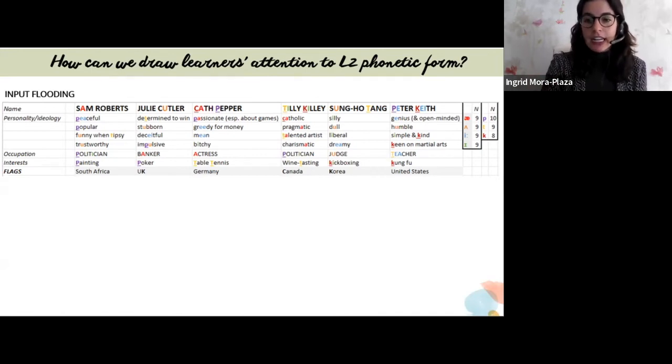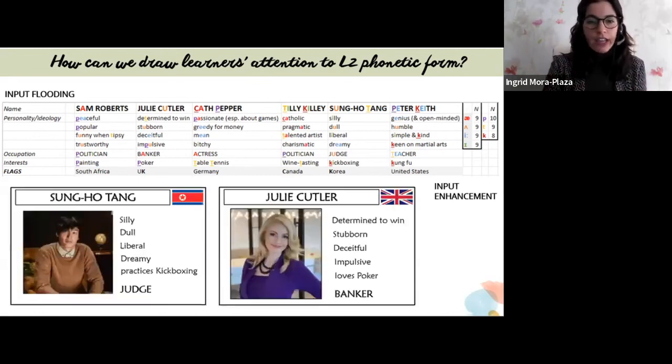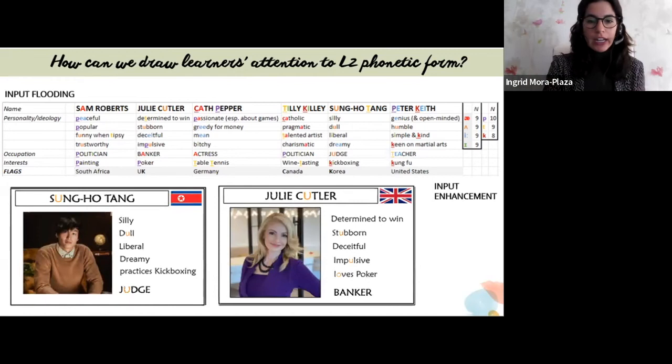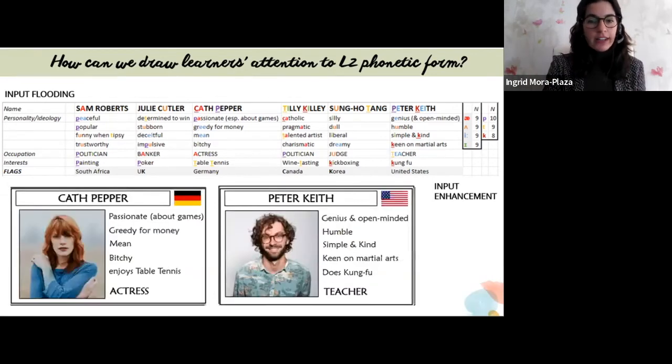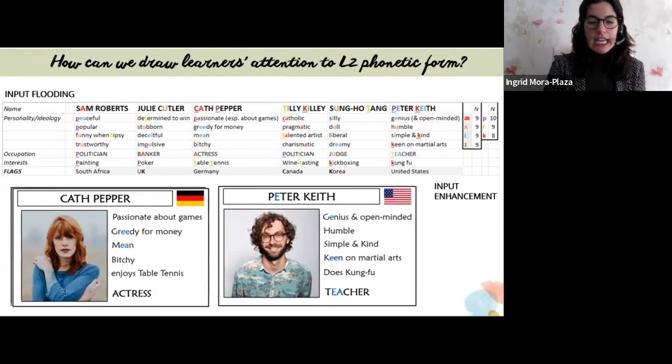And a second technique is through input enhancement, that is highlighting the target sounds so learners can notice them and learn them through spontaneous communication. So instead of having this, for instance, we could highlight the critical sound features such as the wedge in English, or instead of having this, we could highlight the tense E, which is very difficult for our learners.